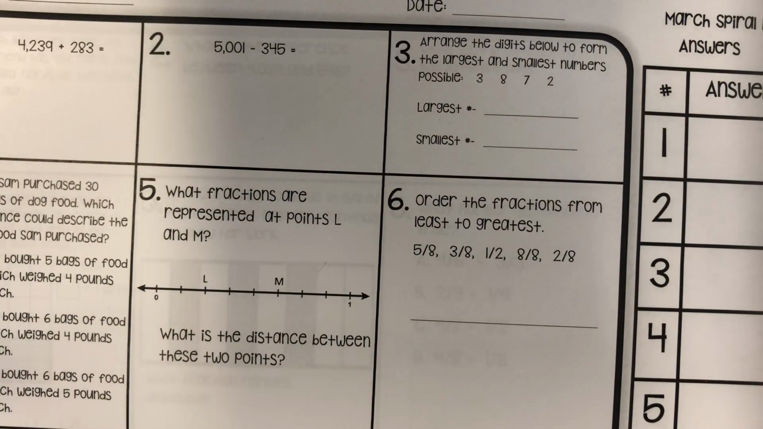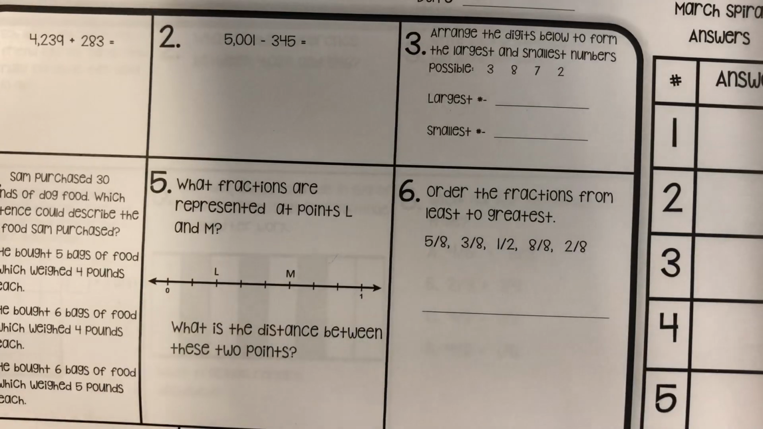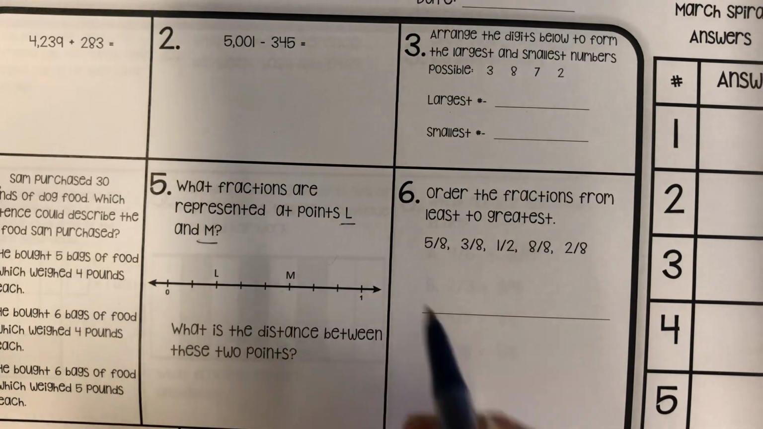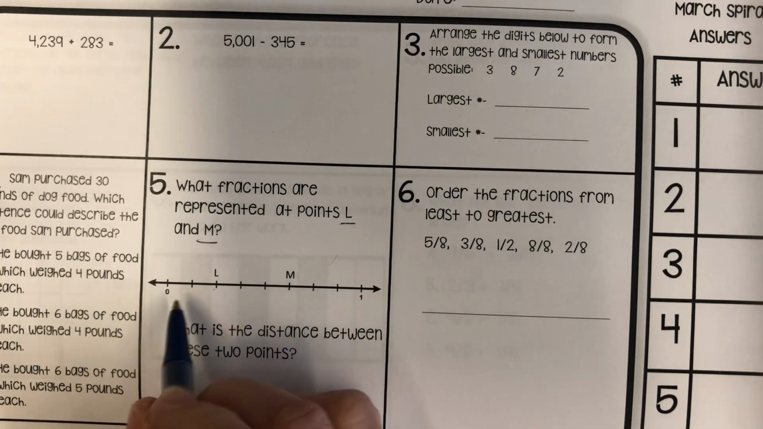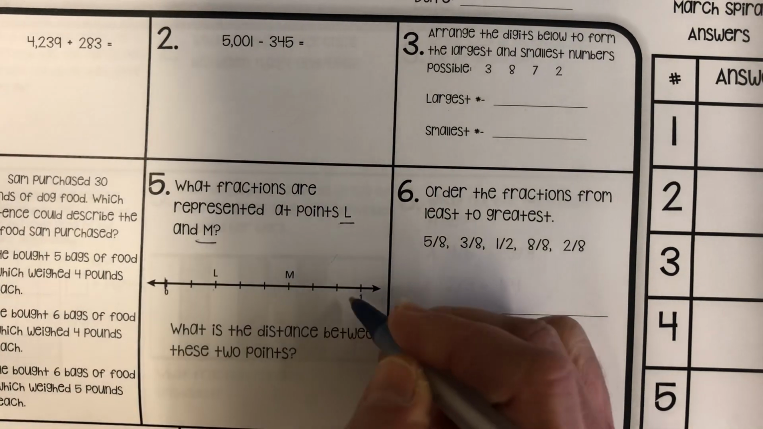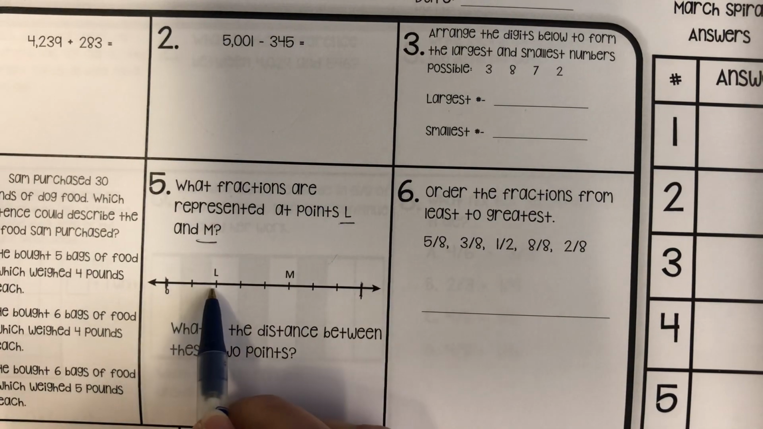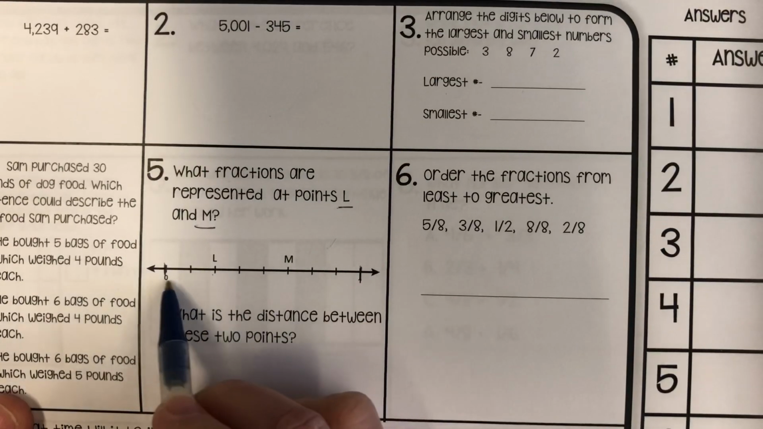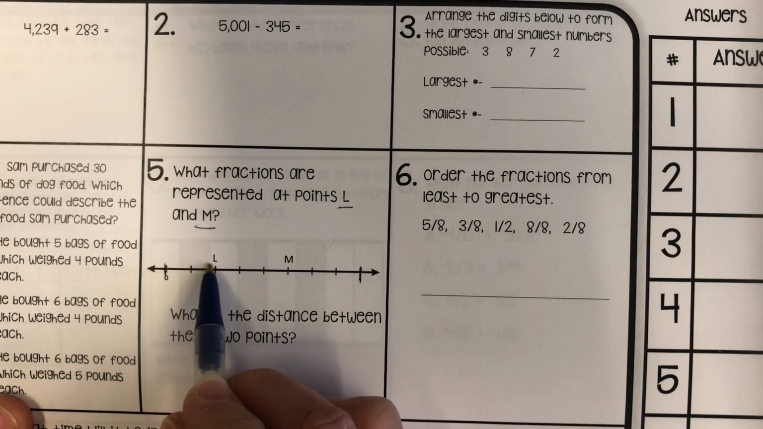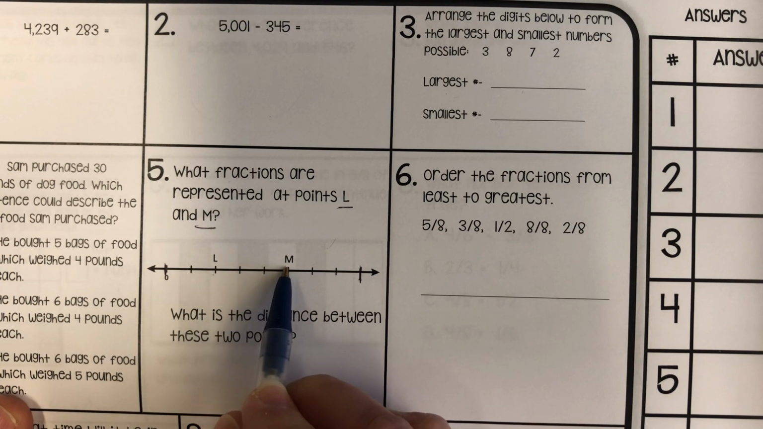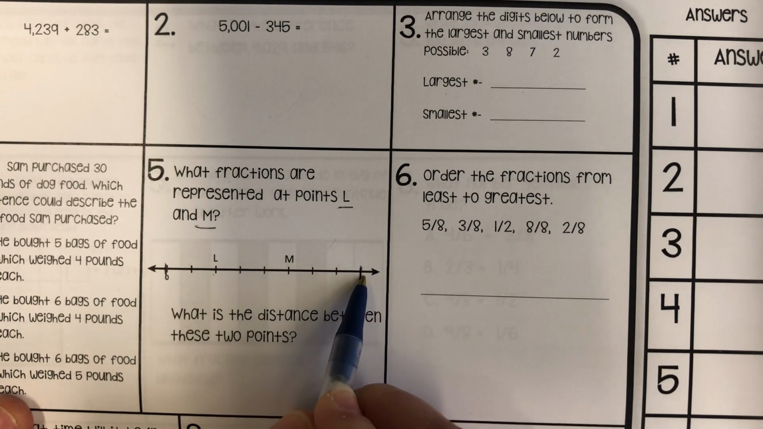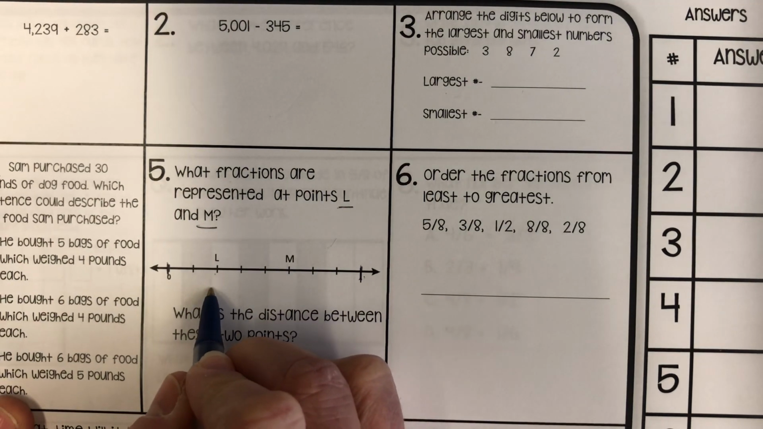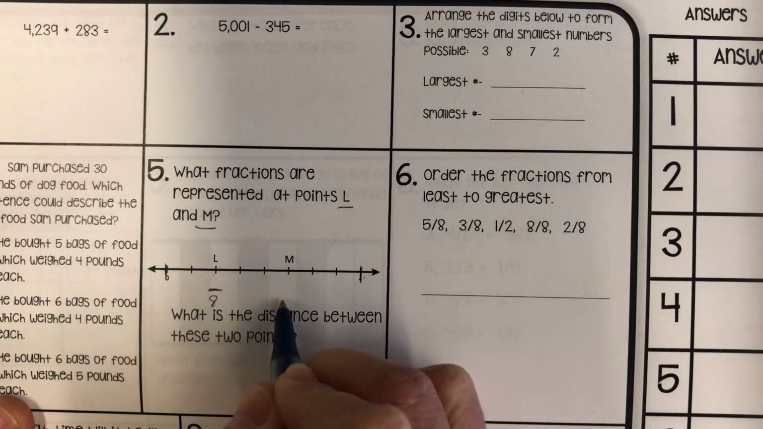Okay, so for number 5, what fractions are represented at points L and M? Okay, L and M. So here's L. The first thing you have to do, here's 0 and here's 1. The first thing you're going to have to do is count how many sections this line is divided into. This is a fraction. So we start at 0, we have 1, 2, 3, 4, 5, 6, 7, 8. Okay, so we have 8 sections total. So our denominator is going to be 8 for both of these.